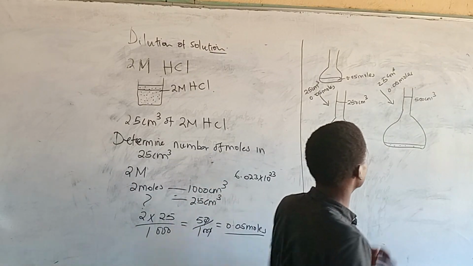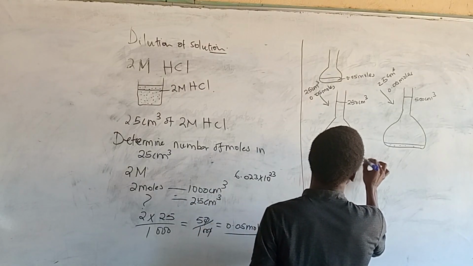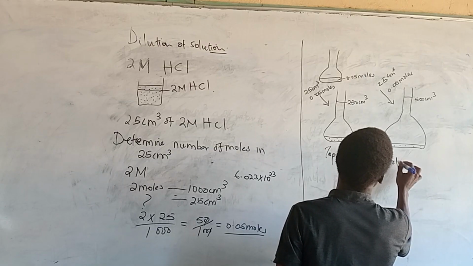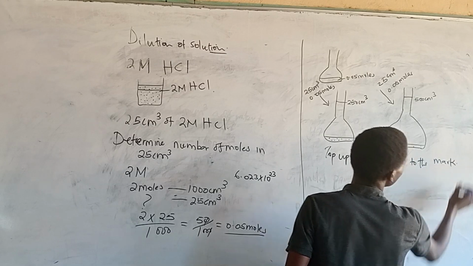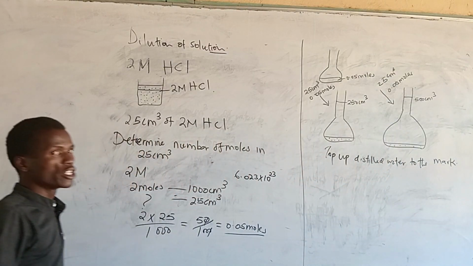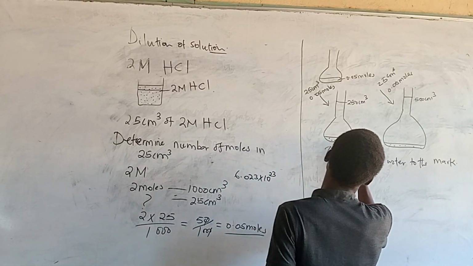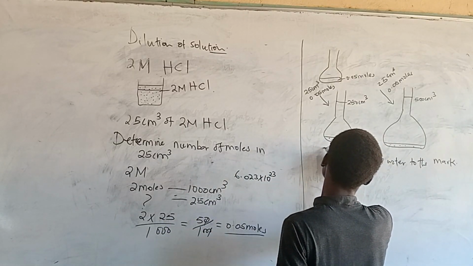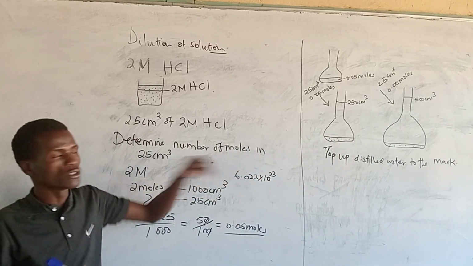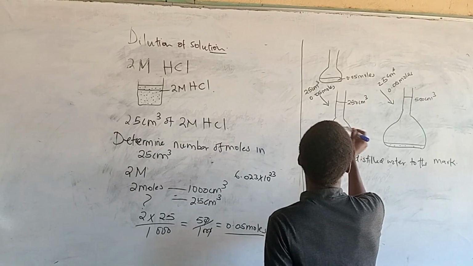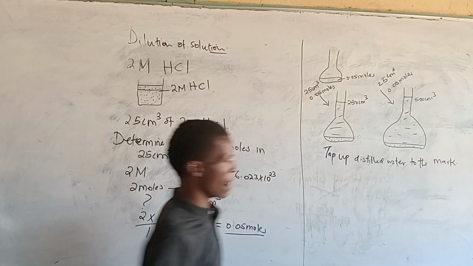Now we have this solution. Then you top up with the distilled water, with water up to the mark. Now when we top up to the mark, what are we going to get here? We now have water. We are topping up with the water up to the mark.